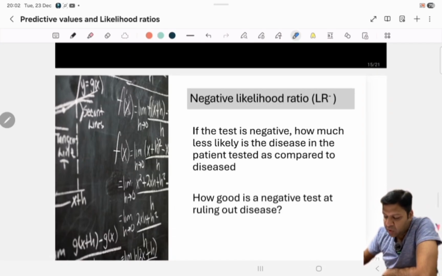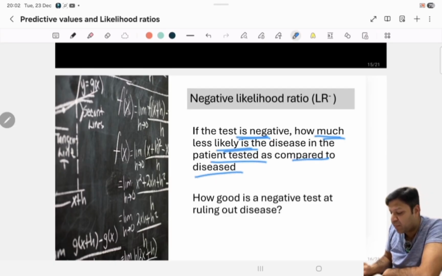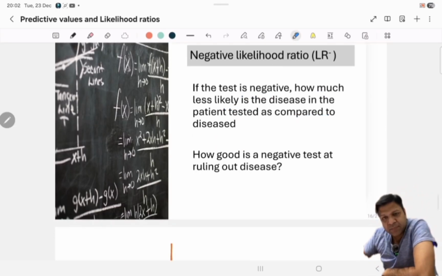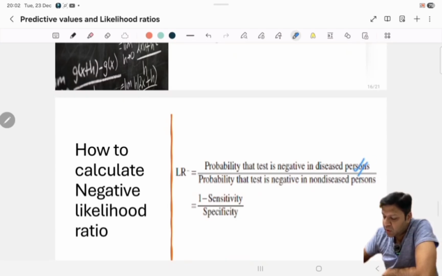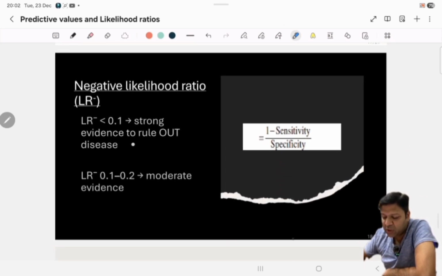So negative likelihood ratio: if the test is negative, how much less likely is the disease in the patient tested as compared to disease. So the probability that the test is negative in diseased persons divided by the probability that the test is negative in non-diseased persons. So what is the formula? Similarly, 1 minus sensitivity divided by specificity. So these are negative likelihood ratios.